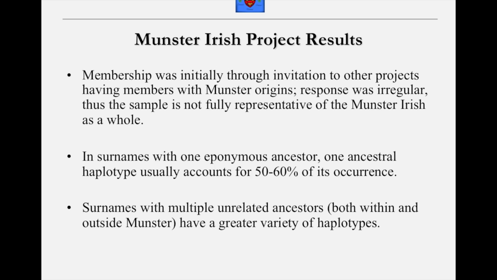Whereas surnames with multiple sources, such as the O'Donohues. O'Donoghue is a name which comes up in different parts of Ireland. There's a number of different origins for O'Donohues because they came from a very common forename, and so if you look at O'Donohues Ireland-wide, you don't find any that is a particularly large group. In the context of Munster, we're actually looking at only two sources of O'Donohues.